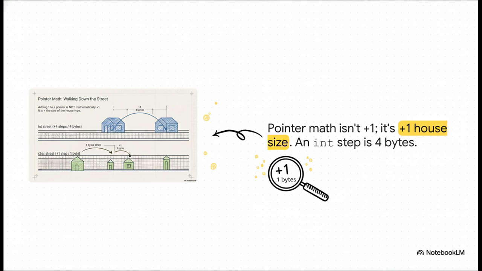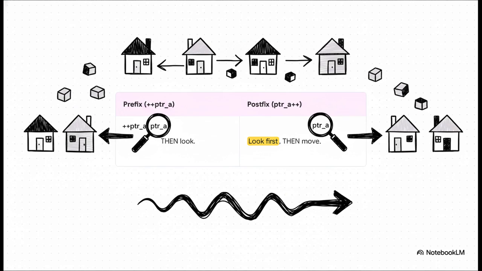Pretty cool, right? Okay, you gotta pay close attention to this next part, because it's subtle, but so important. It's all about prefix versus postfix. If you use prefix, so ++ptr_a, you move to the next house first, and then you peek inside. But with postfix, ptr_a++, it's the other way around. You look inside the house you're at now, and only then do you take a step to the next one. See the difference? The order of operations here literally changes everything about what your code does.